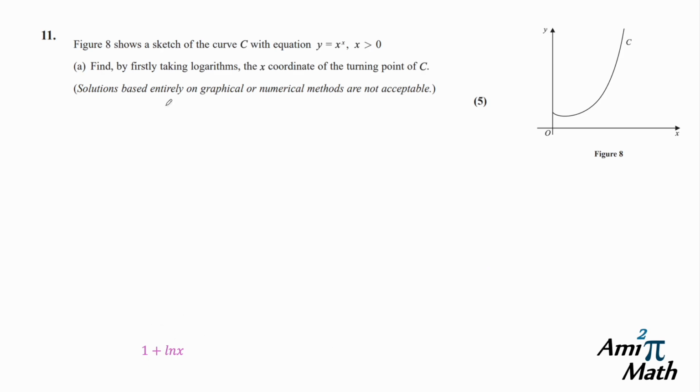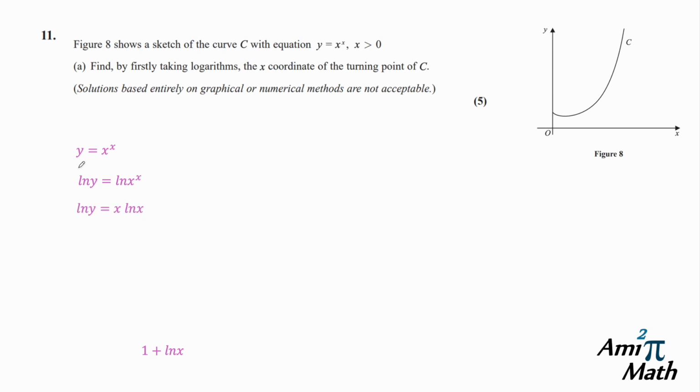I don't know what happened there, but figure 8 shows a sketch of the curve C with the equation y equals x to the power of x, where x is greater than 0. Find, by firstly taking logarithms, the x coordinate of the turning point of C. So, y equals x to the power of x. To find this value of x, we're going to take ln on both sides. You get ln y equals ln x to the power of x, where you obviously bring the x to the front, so you get ln y equals x ln x.